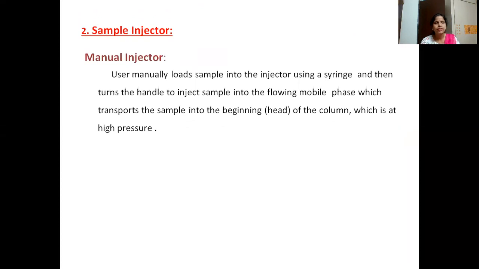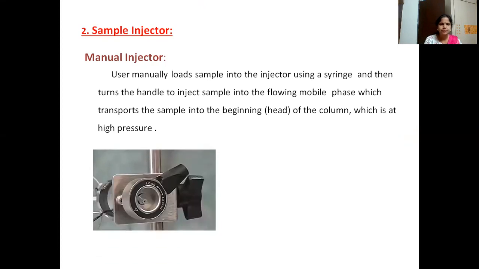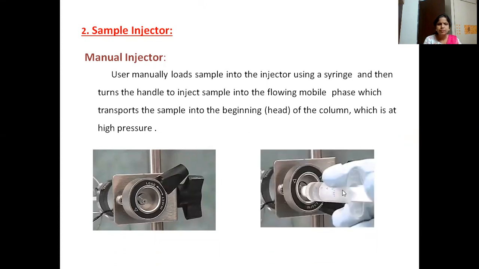Then now the sample injector. The sample has to be injected into the column. We can do this by a manual method, or we also have an auto injector. The manual injector is where we inject the sample with the help of a syringe. First we have to take the sample in a syringe and then inject it. Then you have to close it and then open the knob. When you open the knob, the sample we have injected will enter into the column. So this is a manual injector.